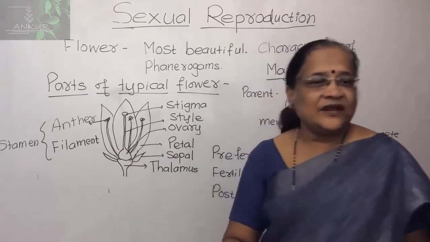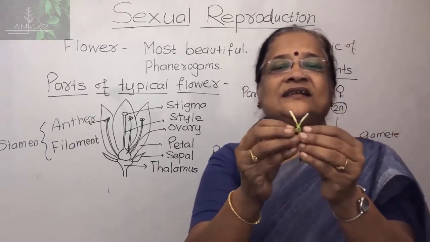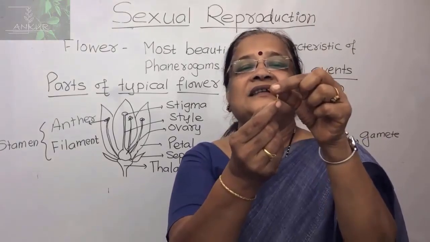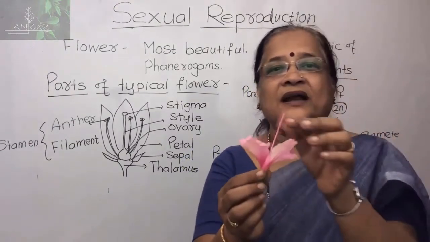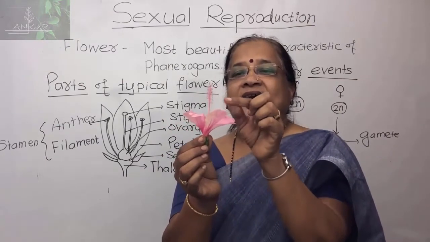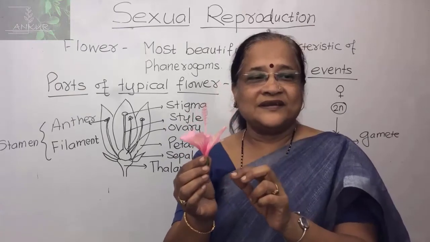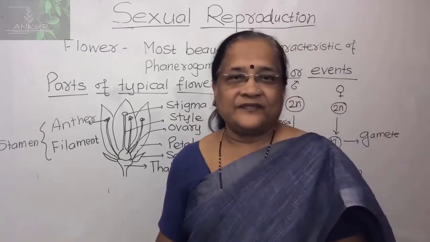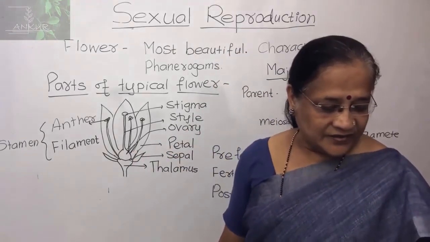In the Datura plant, you get this structure: this is the anther, and this one is the filament structure. In the hibiscus plant, all these anthers are united and they form a single bundle. So in different flowers we get different types of arrangements of these reproductive structures, that is the androecium and gynoecium.